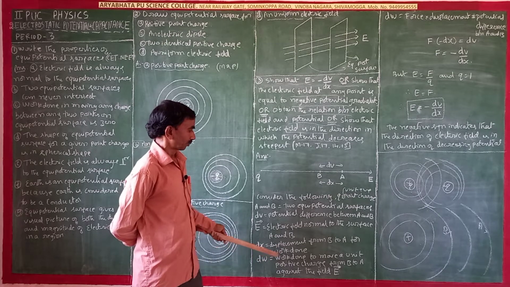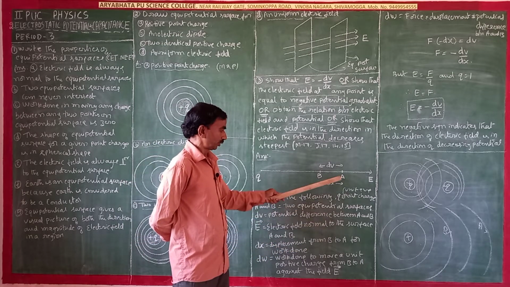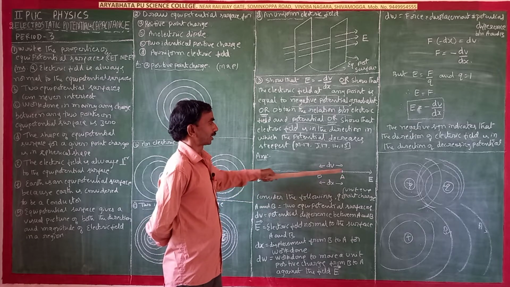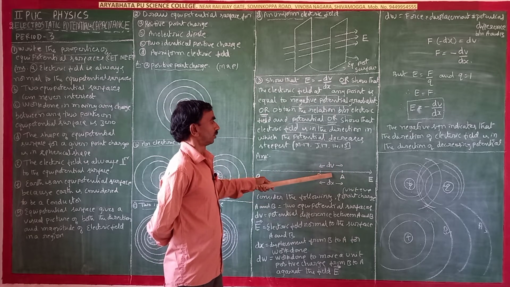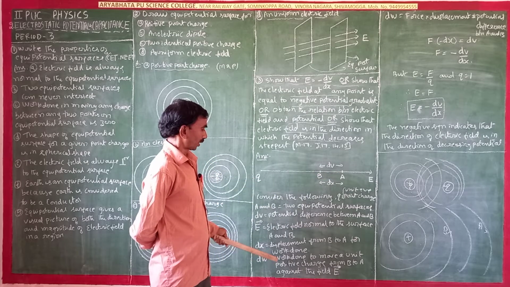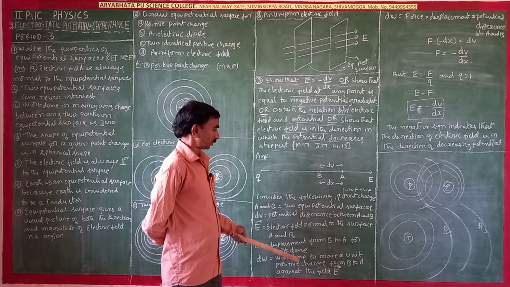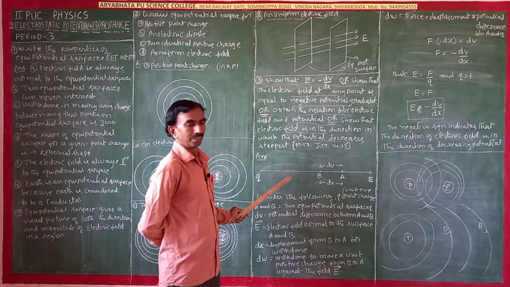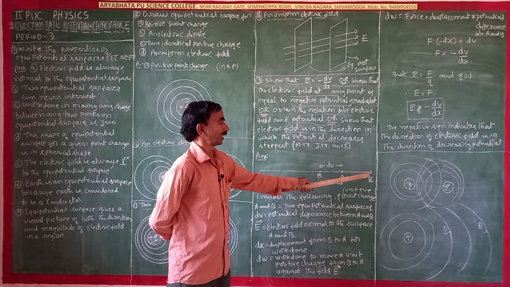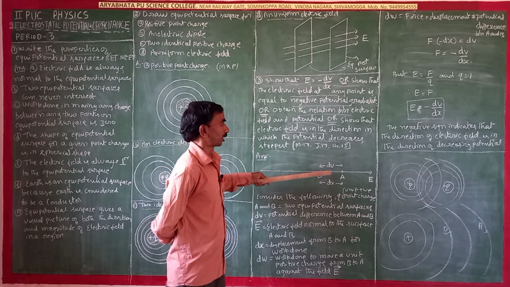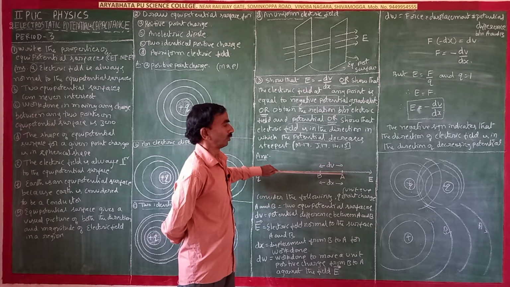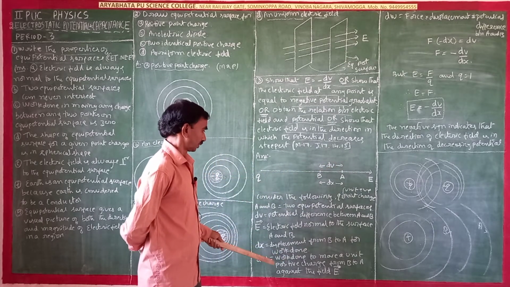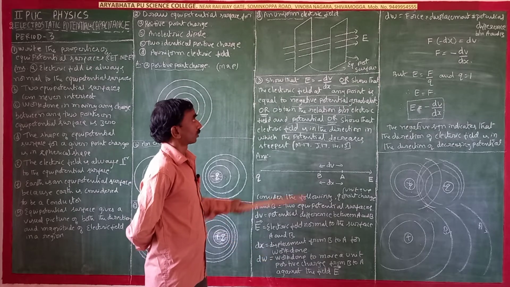dW is equal to the work done to move a unit positive charge from B to A against the electric field. This is the electric field, and B to A is against the electric field, so we have to bring the charge from B to A against the electric field. So these are the points.